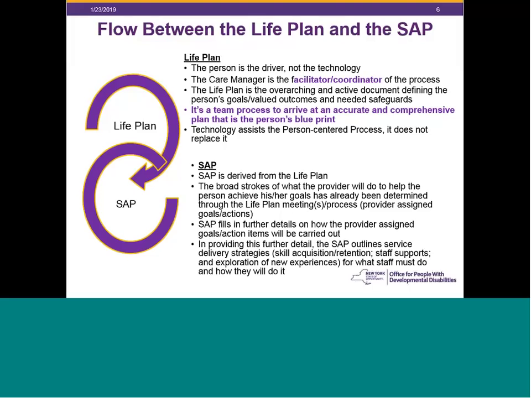And then in providing that further detail, the staff action plan outlines service delivery strategies. How will the skill acquisition or retention be implemented? What are the staff supports needed? What exploration of new experience might help the person meet the goals that they have in their life plan? Those details identify what the staff must do and how they will do it. So the staff who is delivering those services, the habilitation services, will have that defined.